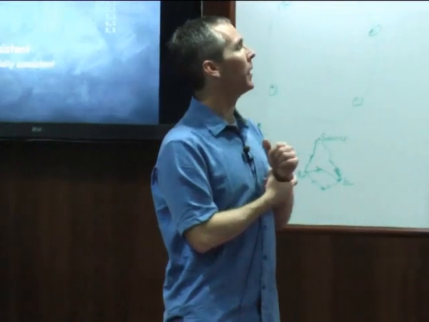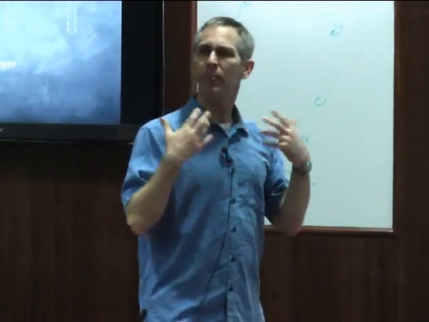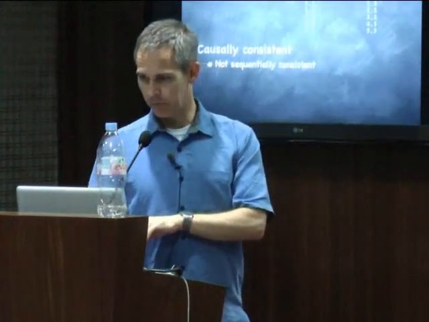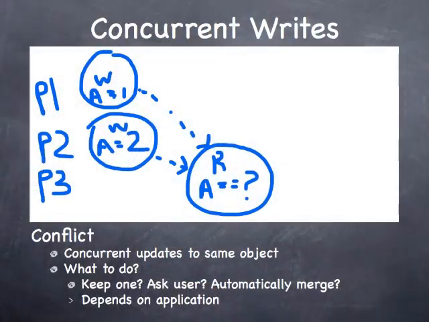Okay. So causal has some pleasing properties. Maybe it's plausible that we can reason about systems that are causal, but that's kind of the good news side of things. I want to talk about the bad news for causal. Here's the big problem that you run into, and that's concurrent writes.